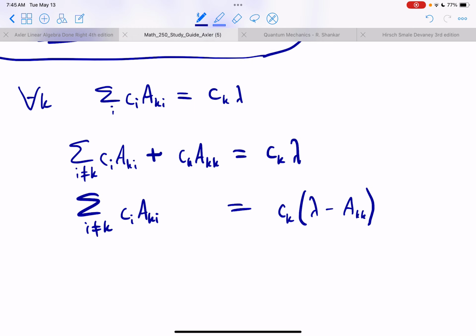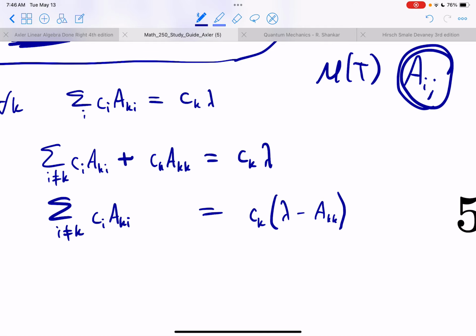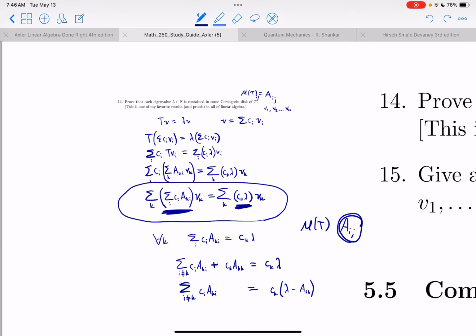Now, at this point, I just want to point out to you, a_kk, the diagonal entry, is the center of our disk. Okay? And what was the radius of our disk? Remember, in the kth row, I added up all the other entries, not including the diagonal. And that's exactly this thing, except we have these bothersome coefficients that are unknown. So when you choose a basis, you can write down the matrix of T, and that means you know every single a_ij. These are the things we know. What we don't know is the eigenvector v, and we don't know how to write the eigenvector in our basis. So these ci's are unknown. We want to get rid of them.